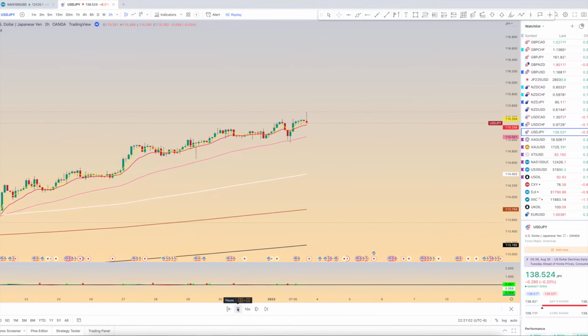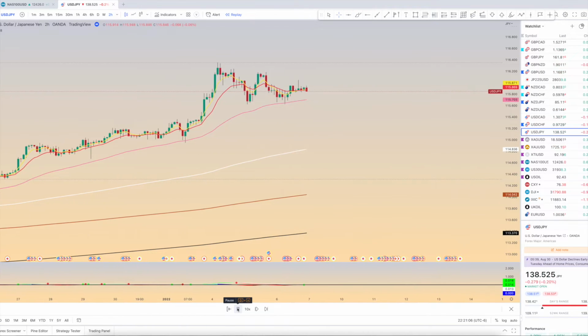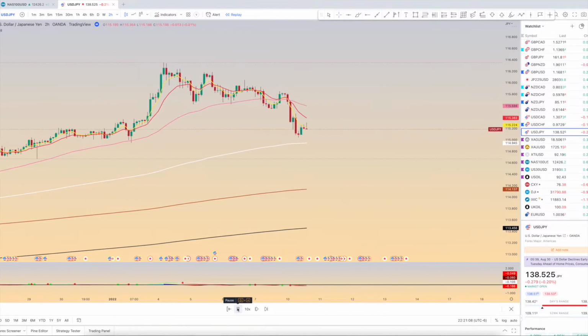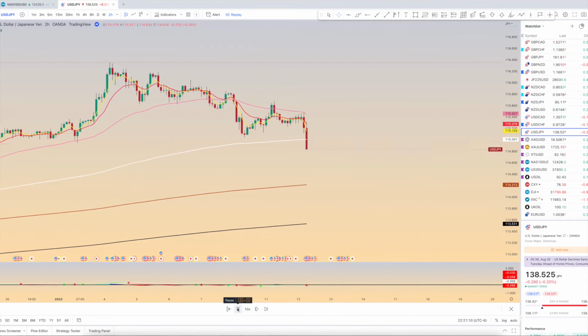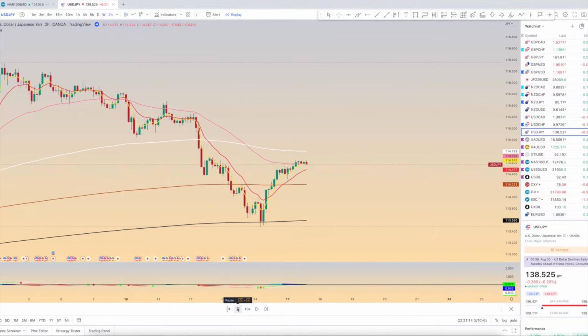Maybe I should have some background music playing with this. When I edit, we'll see what I come up with. But just watching candles move, it's not as exciting as everybody would say.